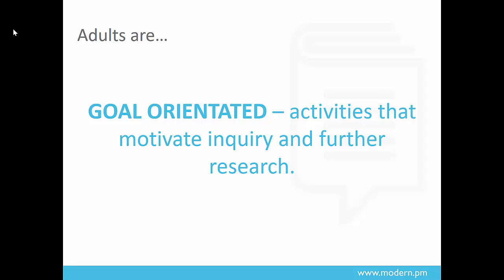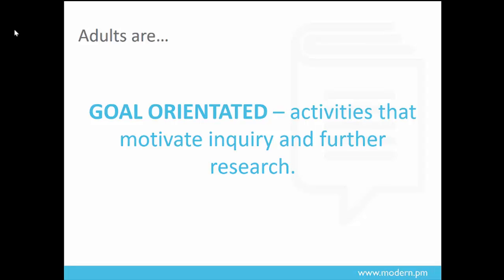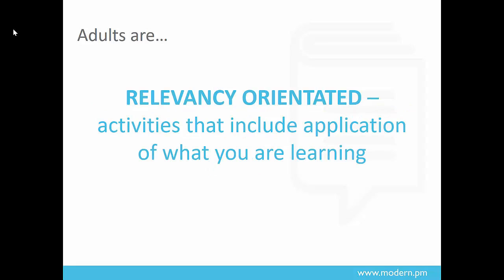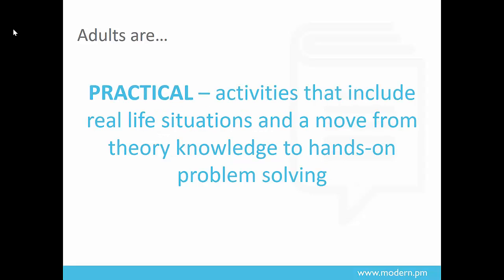What we've learned about problem-based learning so far in this little lesson is that it is inquiry-based and it does require further research. Adults are relevancy-oriented. That means that they want real-life learning activities that they can use. Adults are practical. This kind of links back to the last one, but activities that include real-life situations and a move from theory to hands-on problem solving really suits them. They really want to get to the nuts and bolts of things and figure things out.